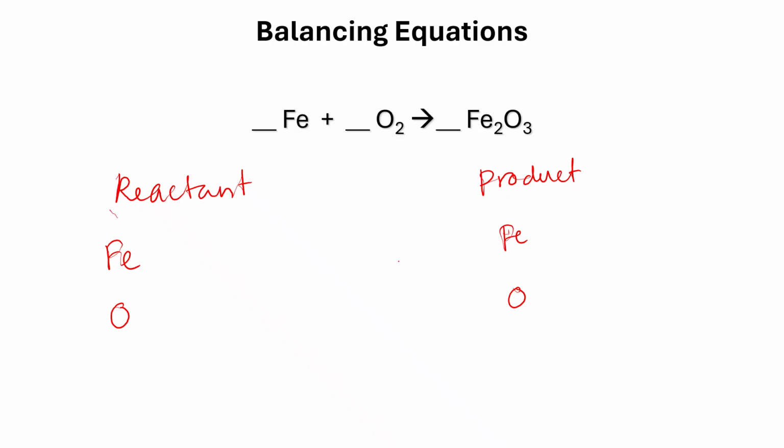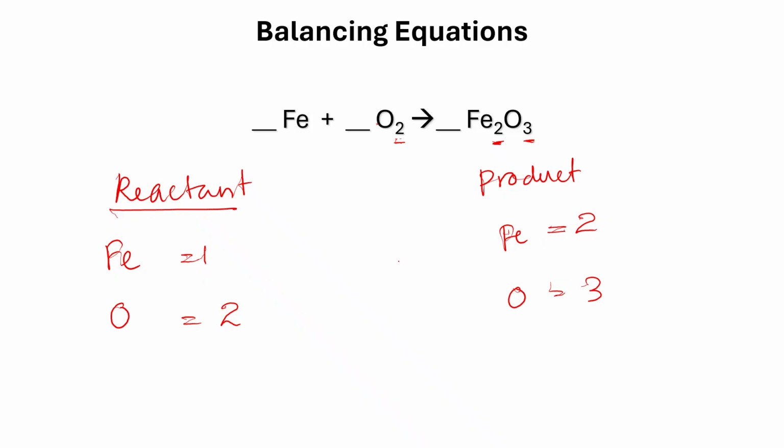In the reactant side you have just 1 iron atom, and when you take oxygen it's O2. Because of this subscript there are 2 oxygens. In the product side you have 2 iron atoms and 3 oxygen atoms. So it looks like neither iron nor oxygen is balanced on both sides, so we need to start balancing the equation. We know that we are not going to change the subscripts, we can only change the coefficients.